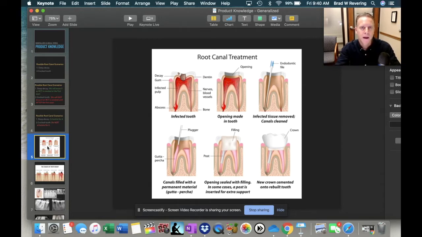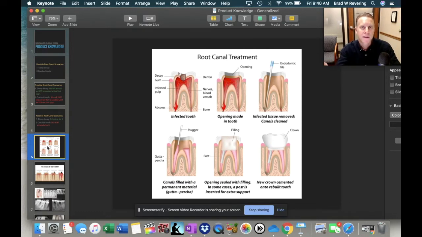and that soft tissue basically leads to an infection that comes out through the root tip. Okay, so in this picture right here, you can see the root canal process play out. Someone has a deep area of decay typically. It gets down so deep it affects the pulp of the tooth. That then leads to, like I described, an infection.